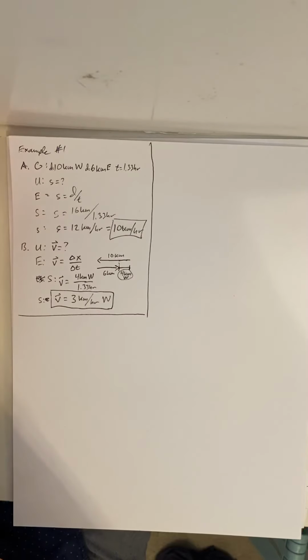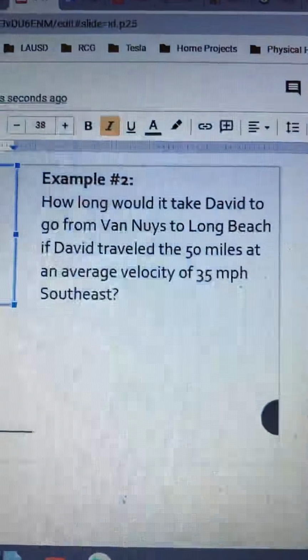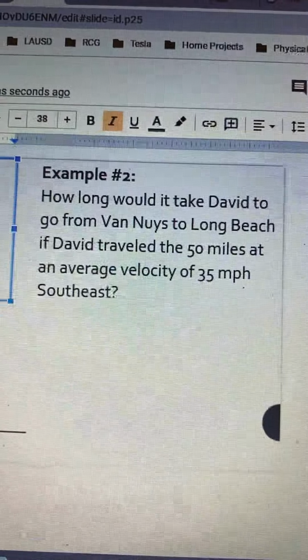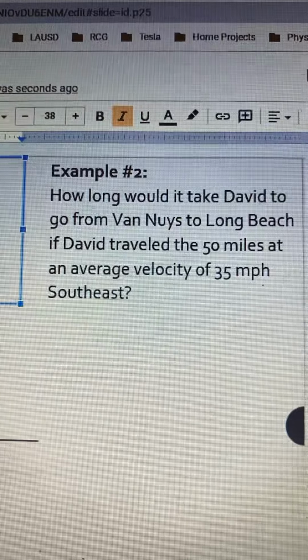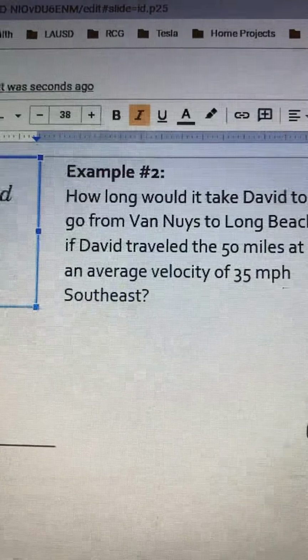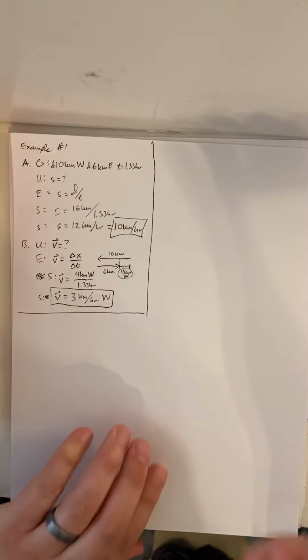Example number 2. All right, how long would it take David to go from Van Nuys to Long Beach if David traveled the 50 miles at an average velocity of 35 miles per hour, southeast? Okay.